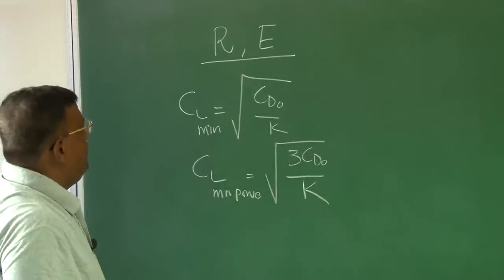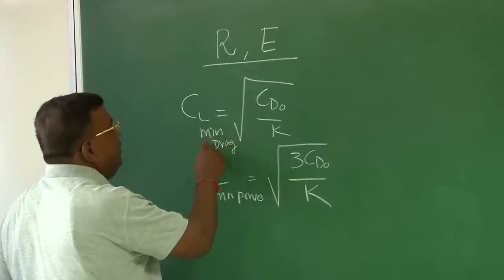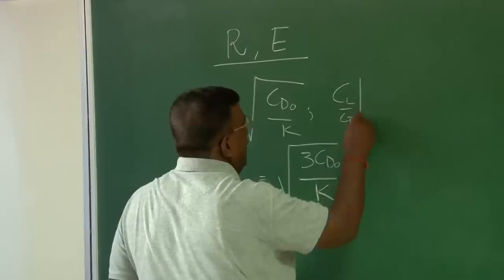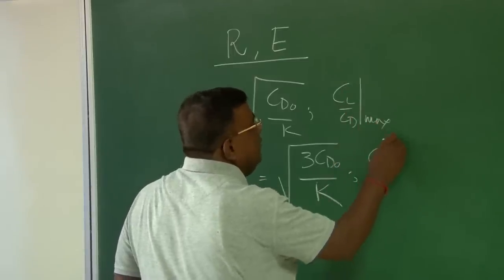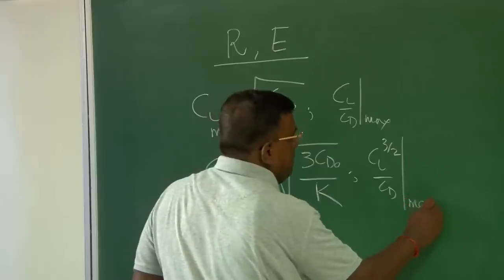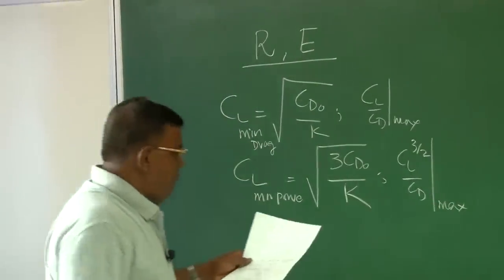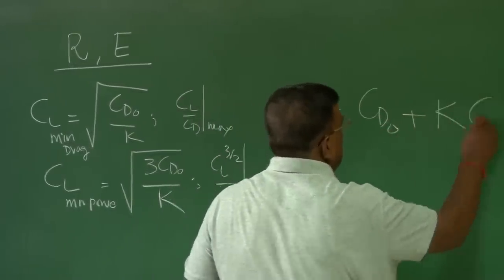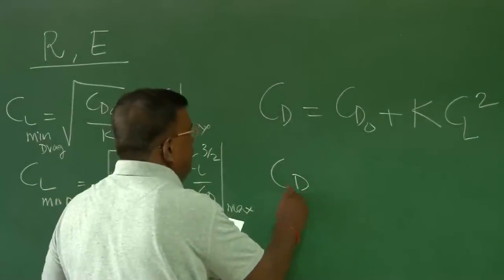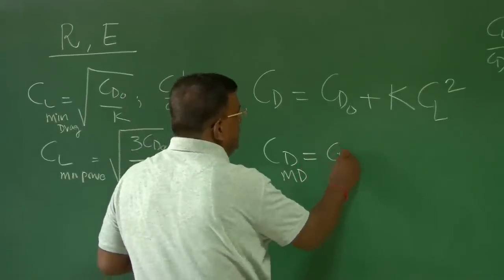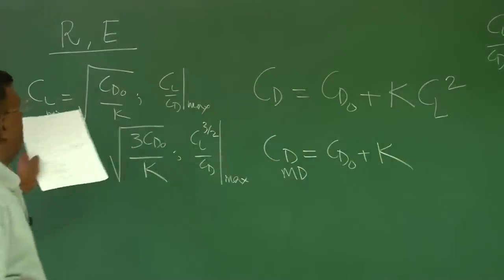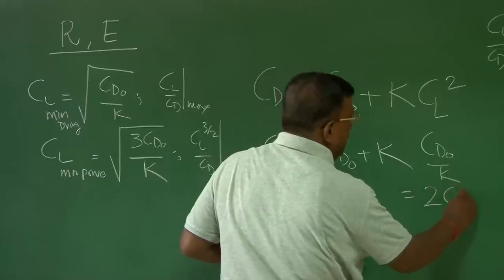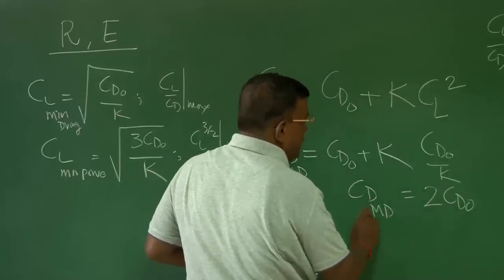If CL required for minimum drag is root of CD naught by K, you know that this corresponds to CL by CD maximum, and this corresponds to CL to the 3 by 2 by CD maximum. Remember? Now let us play around with this. If I write CD equal to CD naught plus K CL square, then CD for minimum drag is CD naught plus K times CD naught by K, so this will become 2 CD naught. So CD for minimum drag is 2 CD naught.